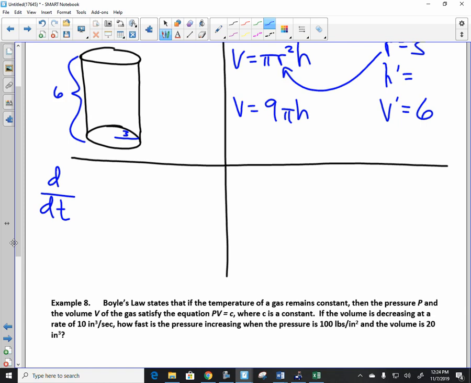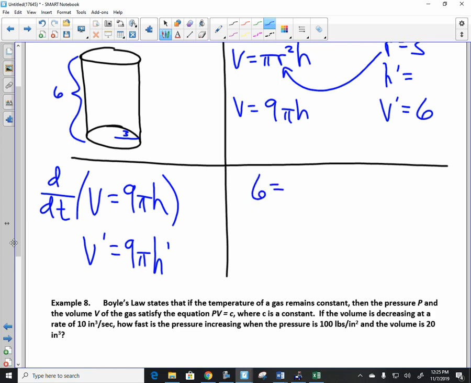Derivative with respect to time of V is equal to 9 pi h. What is the derivative of volume? And what is the derivative of 9 pi h? Nine pi h prime. Do we need to know the current height? Do we need to know the current volume? None of those things are important at this moment. V prime is 6, equals 9 pi times h prime, which we're trying to determine.